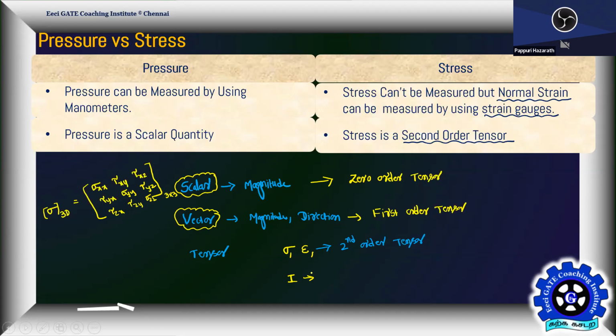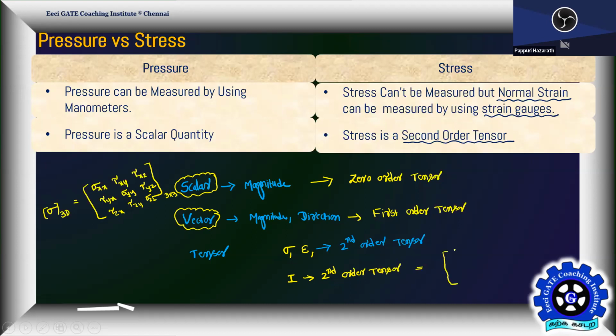See here, moment of inertia is a scalar or vector? Anyone please tell me? Moment of inertia is a scalar or vector? Moment of inertia is neither; it is a second order tensor.